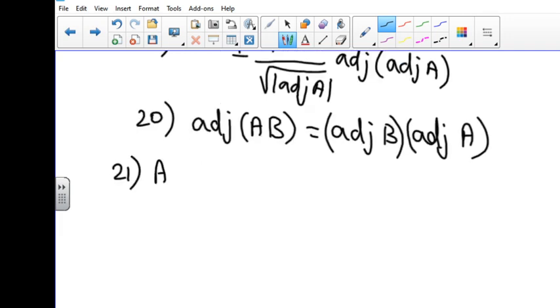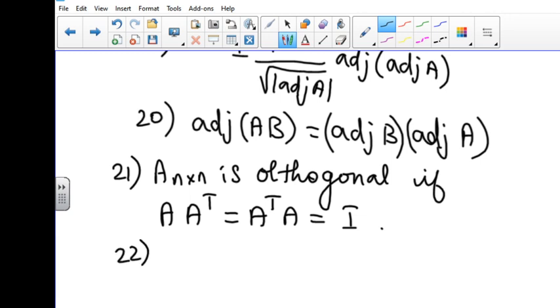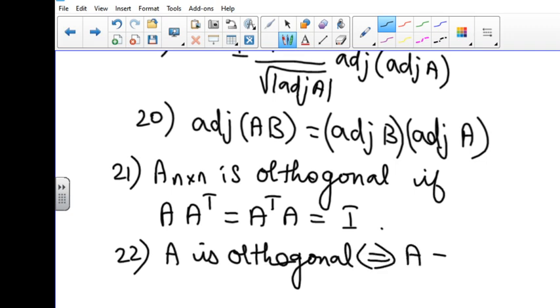21, A of order n by n is orthogonal if A into A transpose is equal to A transpose into A is equal to I. So if you need to prove that the given matrix is orthogonal, it is enough to prove that A into A transpose is equal to I. Here itself we can say A is orthogonal. 22, A is orthogonal if and only if determinant A is not equal to 0 and A inverse is equal to A transpose.